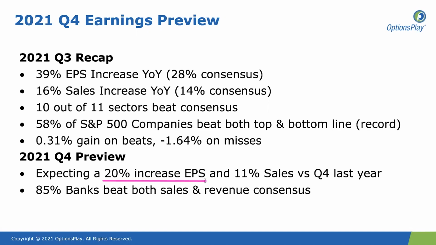So remember, this is comparing what we're expecting in Q4 of 2021 compared to Q4 of 2020. And remember, Q4 of 2020 wasn't a particularly great year. It was certainly the start of the recovery from the pandemic, but it certainly wasn't a particularly great year for businesses, if you will. So a 20% increase in earnings, and an 11% increase in sales. So this is a slowdown from last quarter. Last quarter, we were expecting 28% growth in earnings and 14% growth on revenue. Here, we're expecting 20% growth in earnings, 11% in terms of sales versus Q4 of last year.